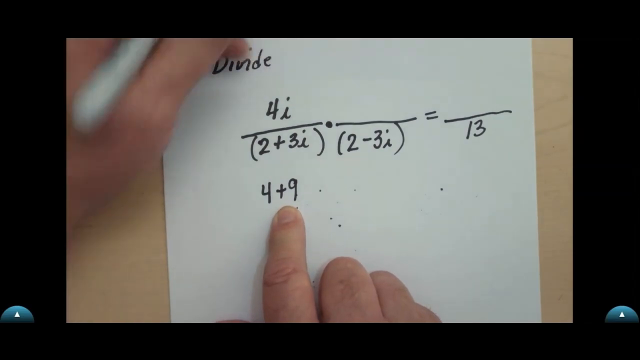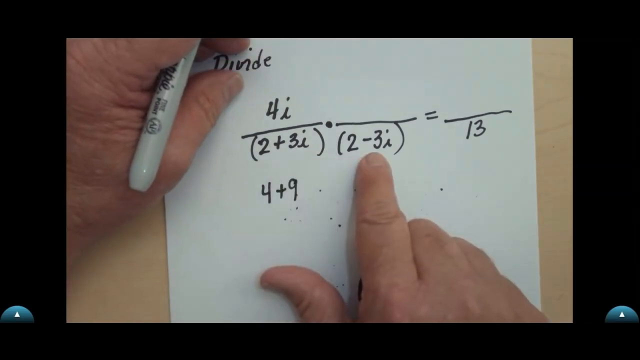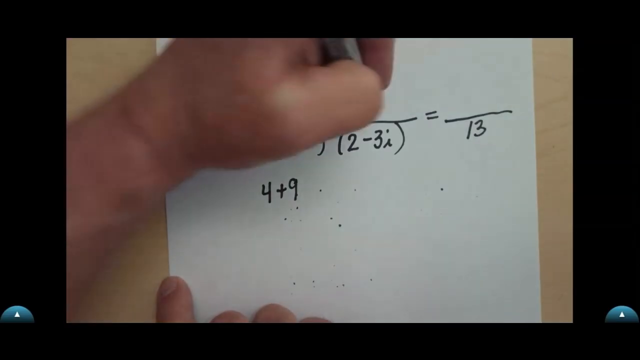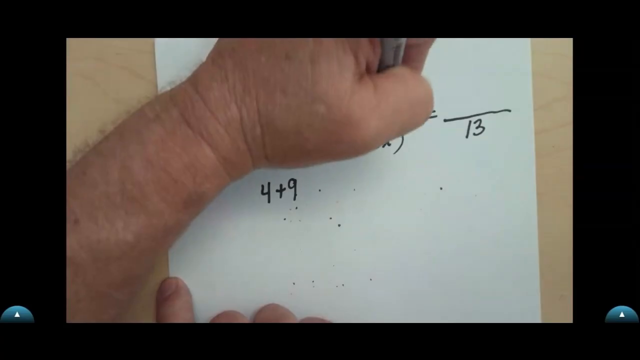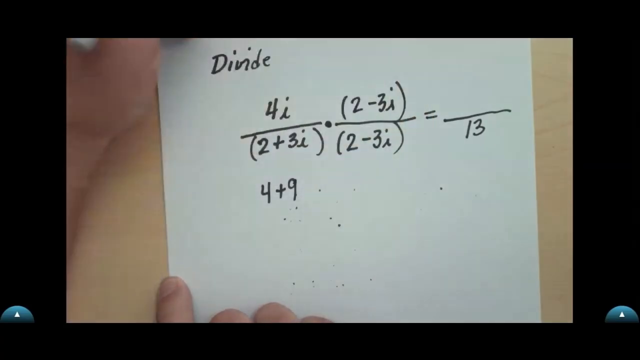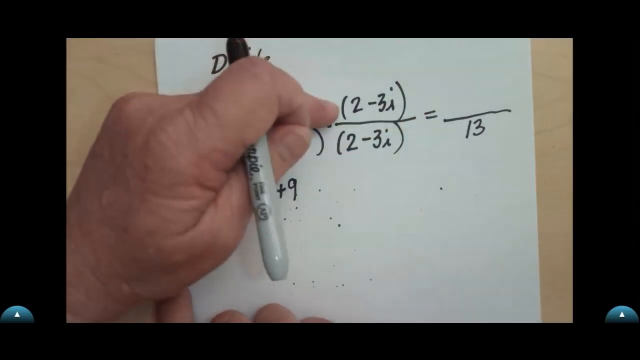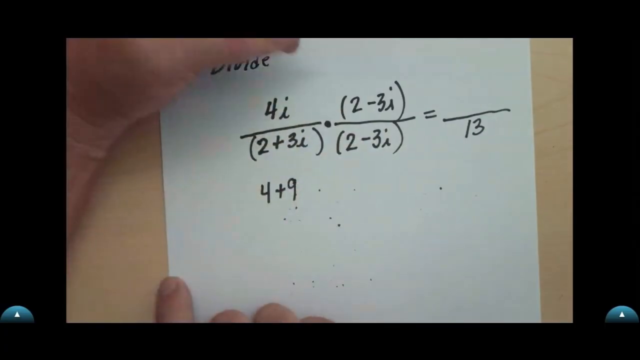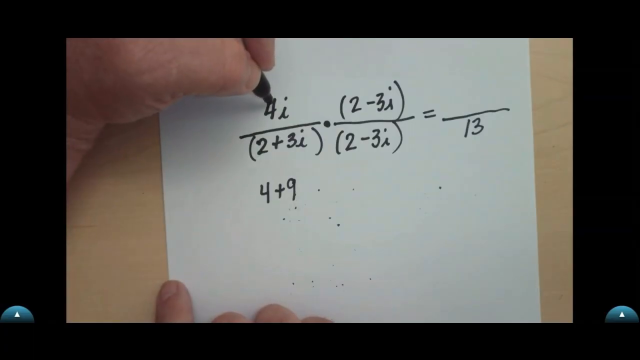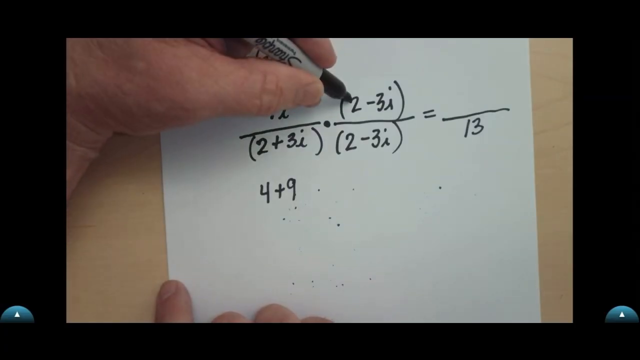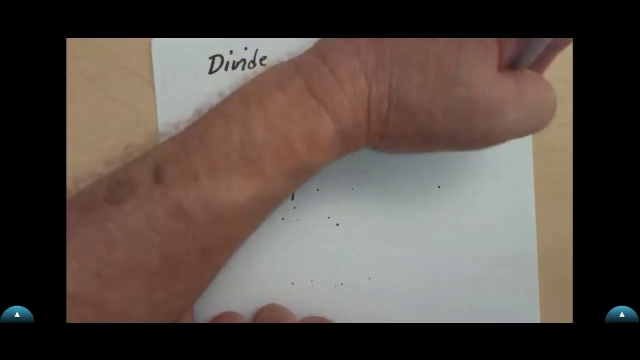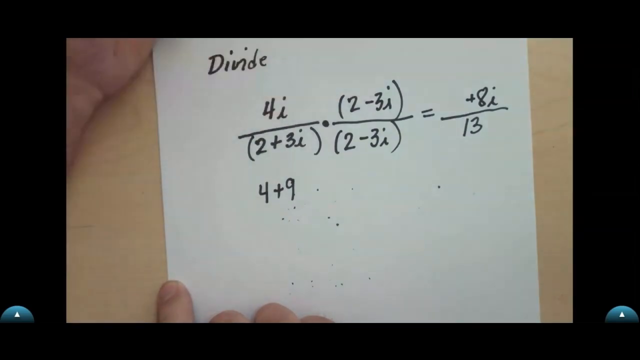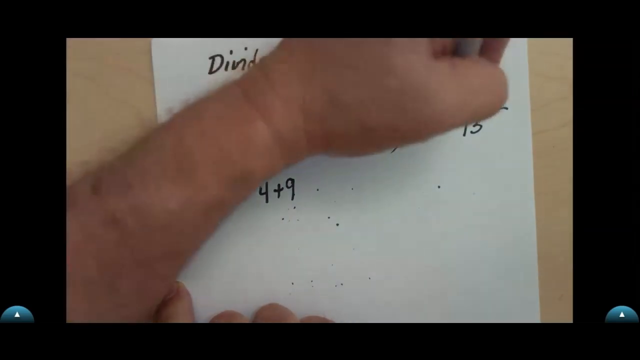But if you multiply this denominator times 2 minus 3i, then you also have to multiply this numerator times 2 minus 3i. Everybody see that? And of course, it doesn't matter what 2 minus 3i is. If it's divided by itself, that's just 1. Well, when I multiply on top, I'm just going to distribute. So 4i times 2 is positive 8i. And 4i times negative 3i is positive 12.